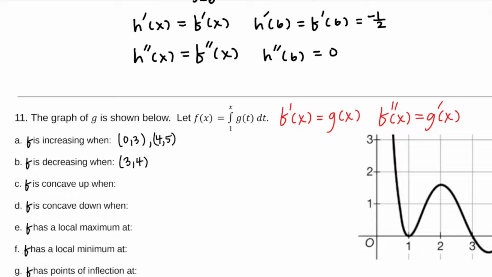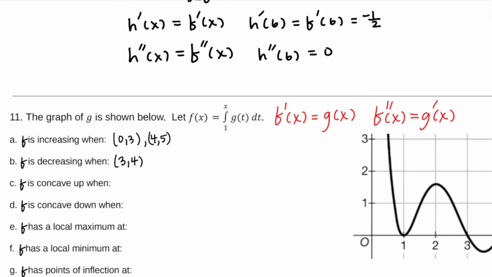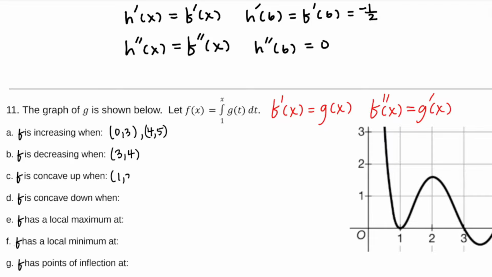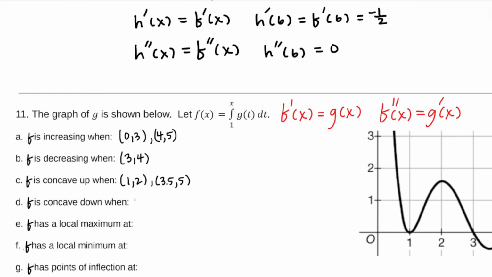F is concave up when its first derivative, g, is increasing, so that's 1 to 2 and 3.5 to 5. Concave down would be when the first derivative of f, which is g, is decreasing, so 0 to 1, 2 to 3.5, and that's it. 0 to 1 and 2 to 3.5.